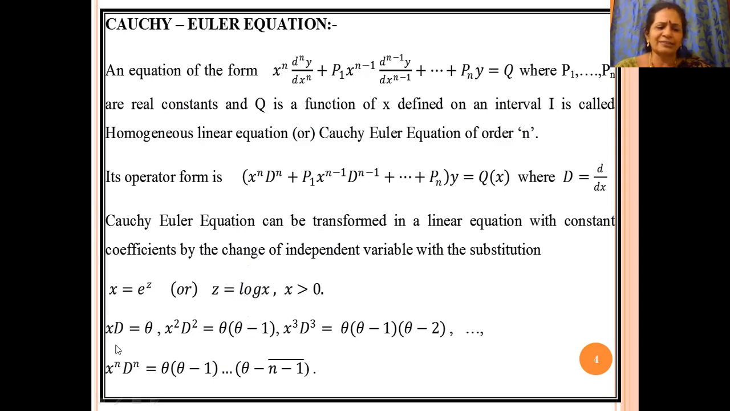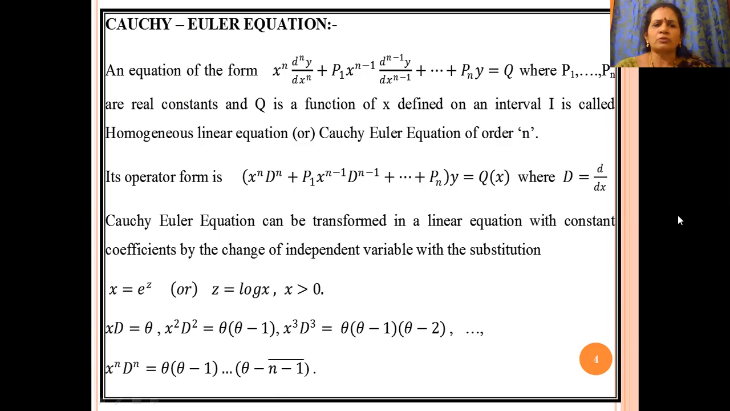Now after that, x into the differential operator D is equal to theta, x square D square is equal to theta into theta minus 1, x cube D cube is equal to theta into theta minus 1 into theta minus 2, and so on. So with that, x to the power of n into D to the power of n we can also write in the form of theta into theta minus 1 like this.